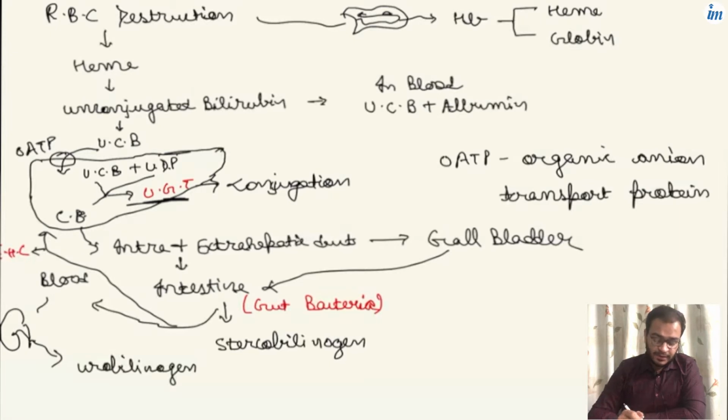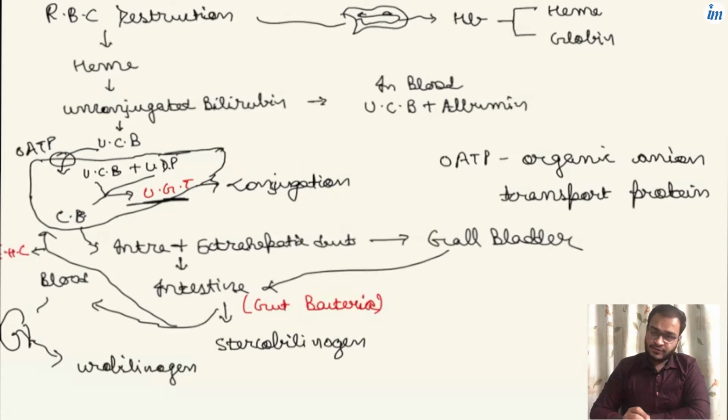from the albumin. And when this unconjugated bilirubin goes to the liver, it goes with the help of one molecule which is known as organic anion transport protein. In the liver, we already have the presence of UDP. Along with the UDP, unconjugated bilirubin combines and forms conjugated bilirubin. Friends, this formation of conjugated bilirubin occurs with the help of one enzyme which is known as UGT. It is UDP glucuronyl transferase, with the help of the conjugation reaction.